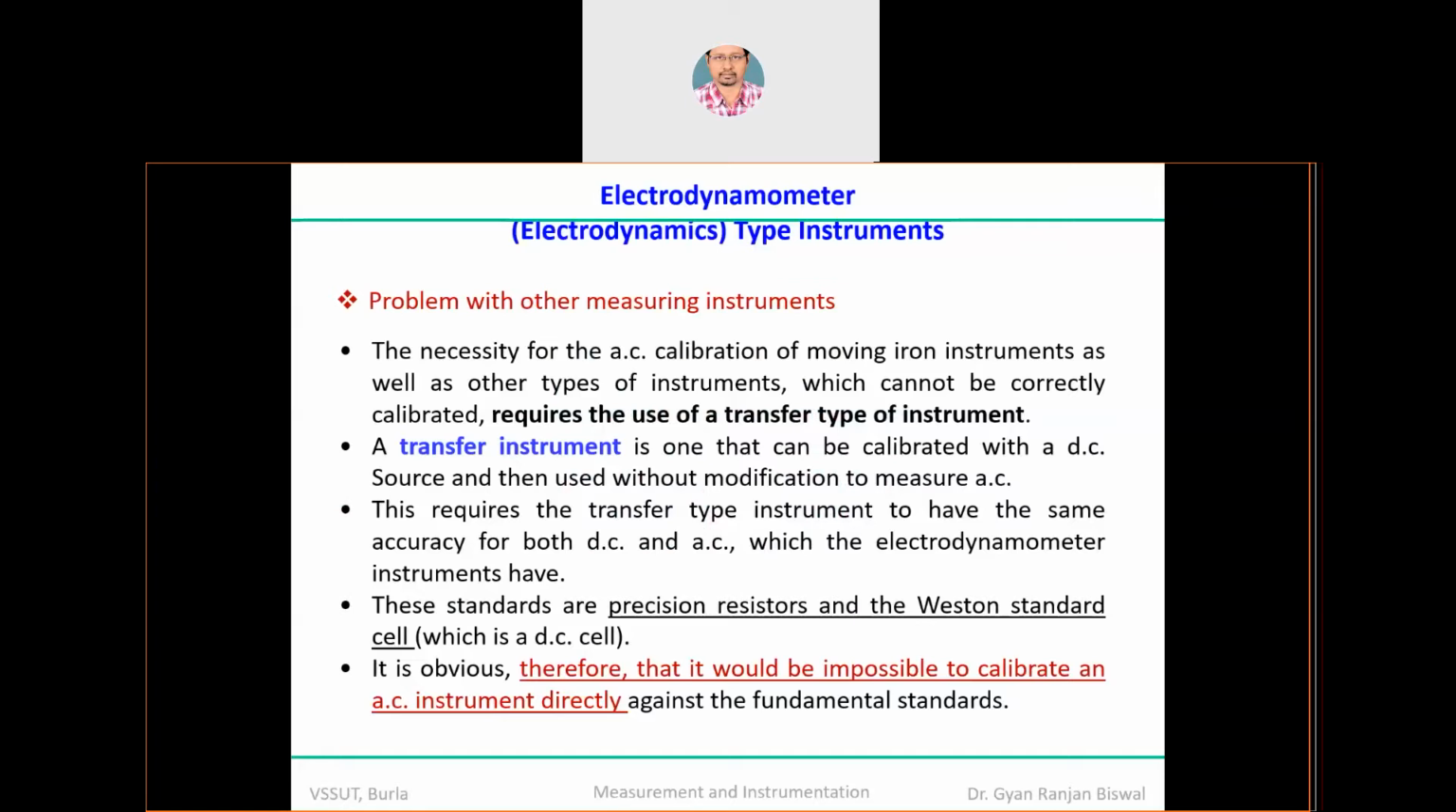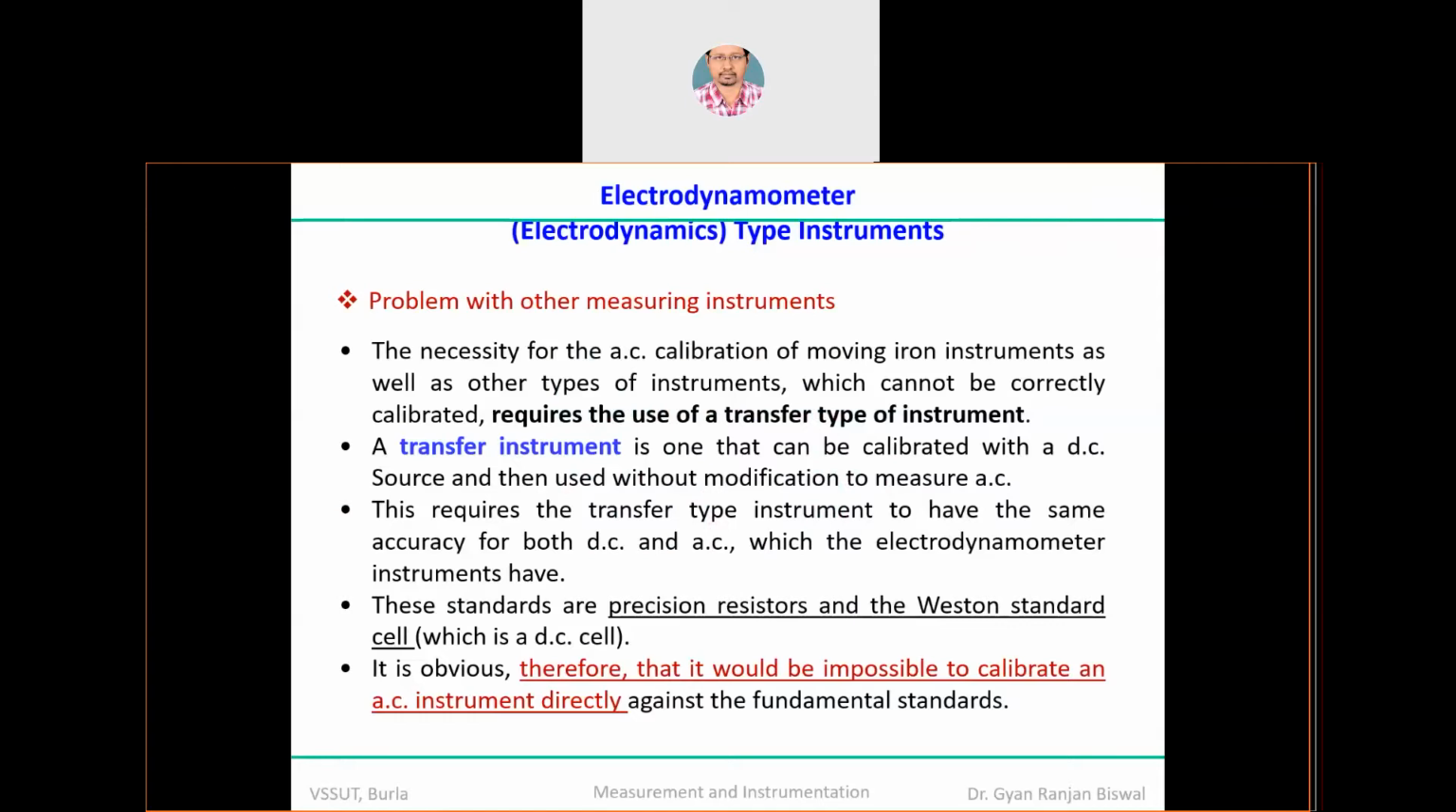Now, what is the problem with the other measuring instruments we have discussed so far, primarily PMMC and moving iron, MI type? They necessarily need to be calibrated for AC measurement. So whenever you are going for AC measurement, you are required to calibrate the instrument. We have discussed why PMMC efficacy is poor for AC, around 45% efficiency as compared to DC. So as far as DC measurement is concerned, of course we prefer PMMC.